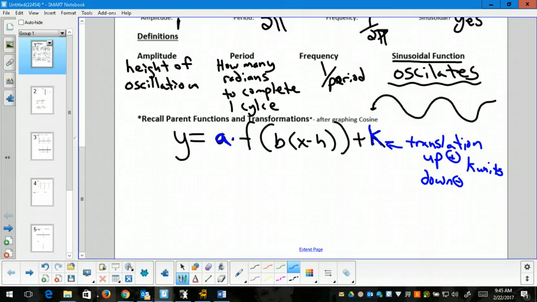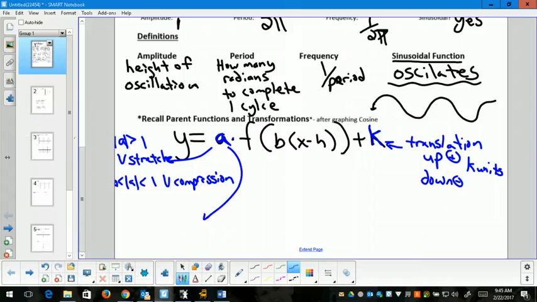Vertical stretches and compressions. And there's one other thing. As long as the absolute value of A is bigger than 1, because it could be negative, then it's going to be a vertical stretch. If it's less than 1 but greater than 0, a fraction less than 1, not a fraction like 3/2, which is bigger than 1, then it's a vertical compression of the graph.